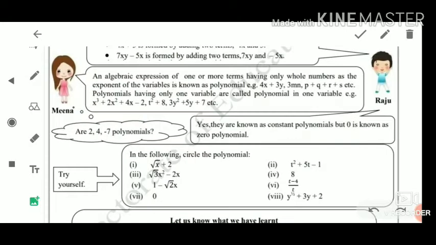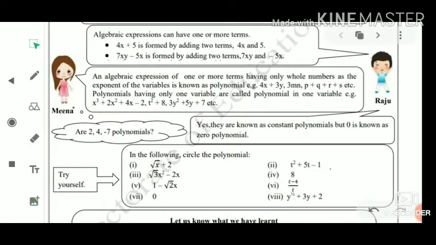We need to circle the polynomial, not the constant polynomial, not the zero polynomial. So first is root x plus 2, that is a polynomial, so we'll circle it. The second one is also a polynomial. The third one is also a polynomial, but the fourth one is not. It's a constant polynomial, and the question is not asking us to circle it. So we have to circle only the polynomials.